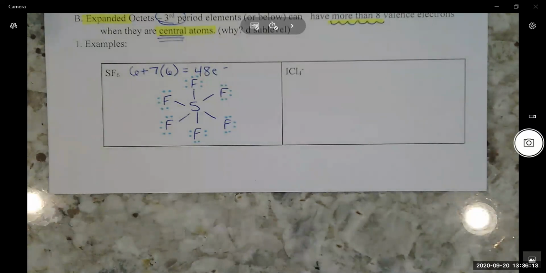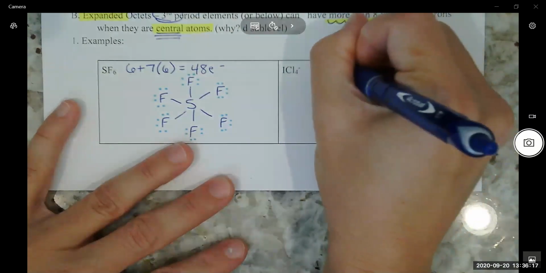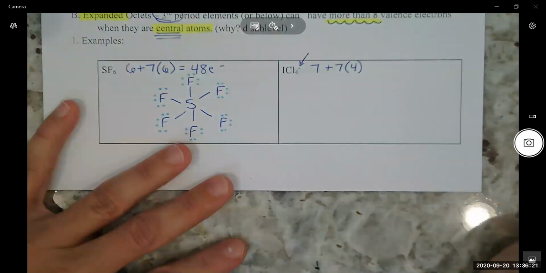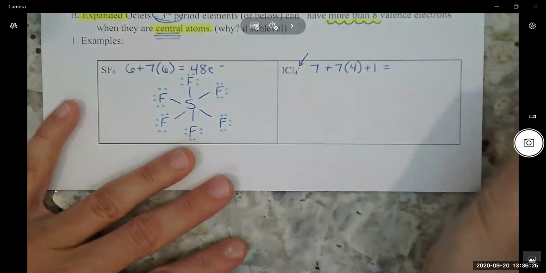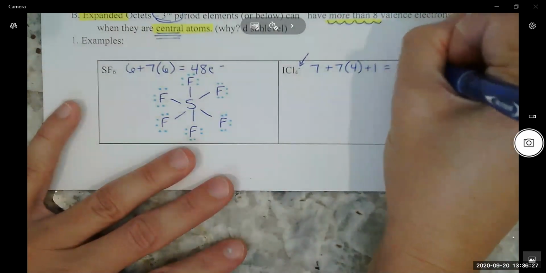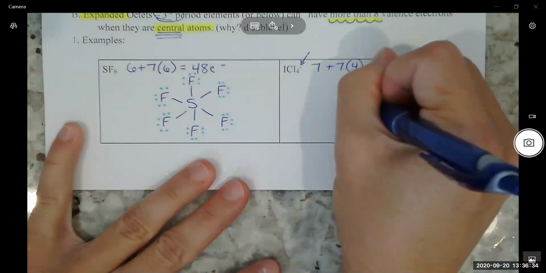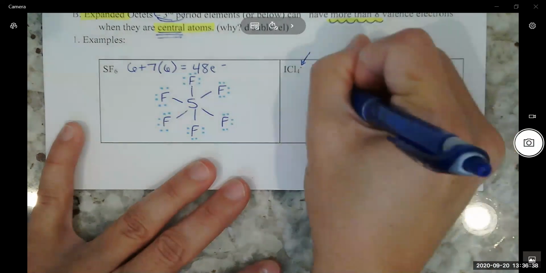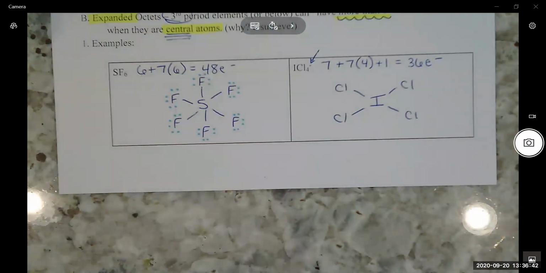All right, let's do ICl4-. So iodine has 7 valence electrons. So does chlorine. But there are 4 of those. Negative sign here, this is an ion, so that means there is an extra electron. I'm going to add all of those together. Gives me 36 electrons that I need to have in this diagram. My iodine is going to go in the middle, and I'm going to go ahead and draw my chlorines. By the way, I'm going to draw them like this, but if you draw them so they look like a plus sign instead of like an X, that's not wrong.